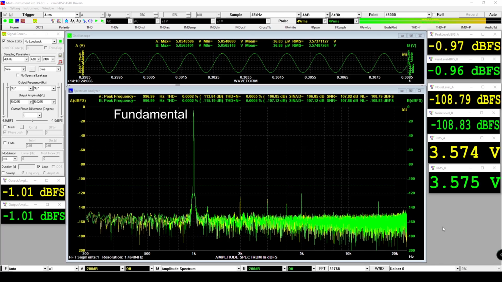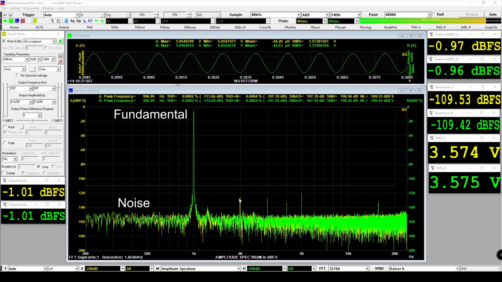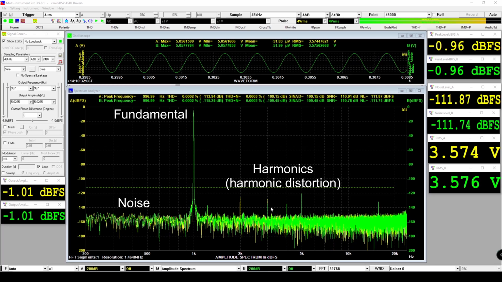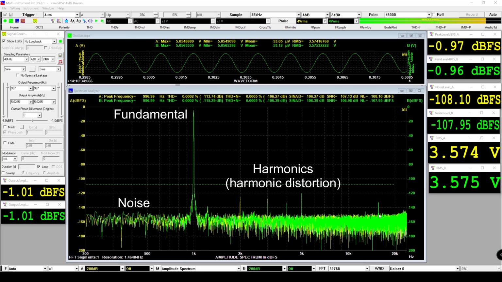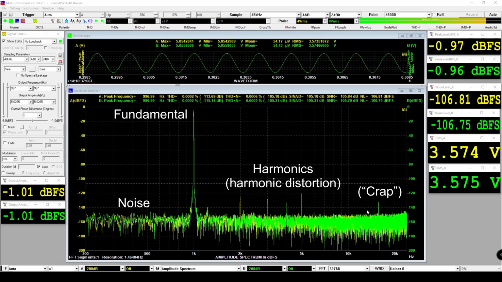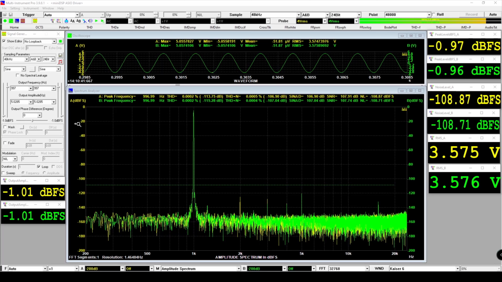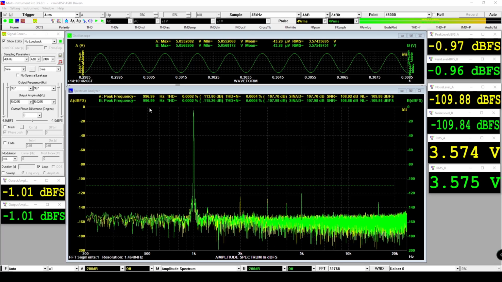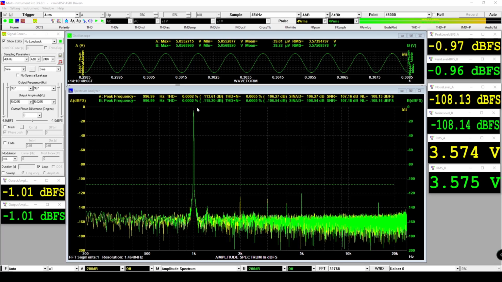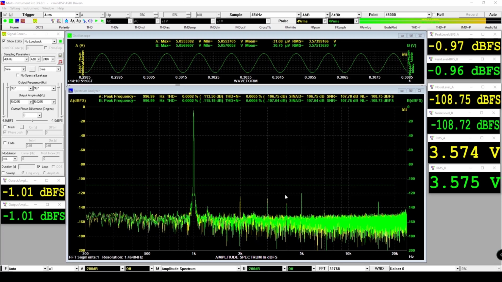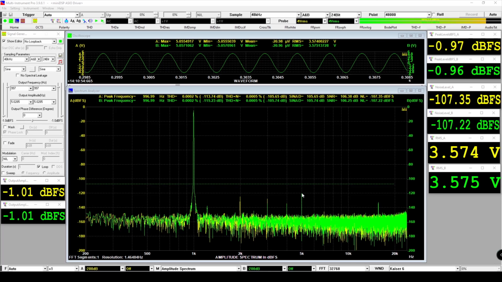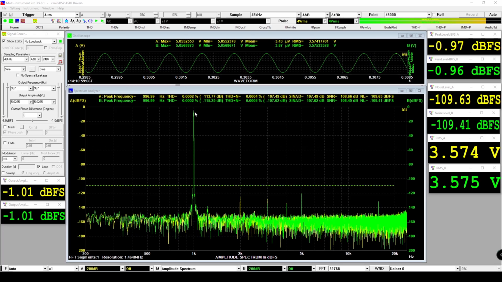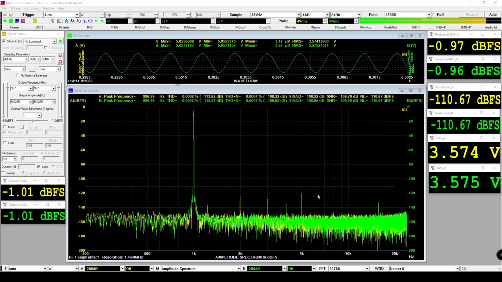Then we have noise, and we have some harmonics, which means that they are multiples of the 1 kilohertz. So there's 2, 3, 4, 5, and there's something else happening here as well. I don't know what this is. And if we look at the scale here, this again, it's dBFS. So the fundamental is quite close to 0 dBFS. And we can see that the highest harmonic, the fifth harmonic here, is almost 120 dB down, because this is not quite 0 from the fundamental.